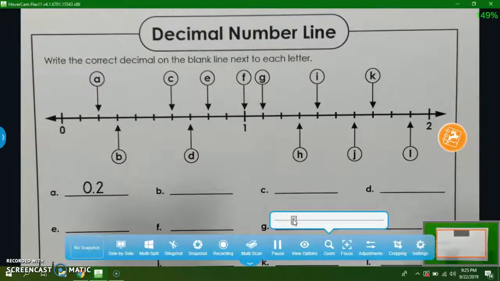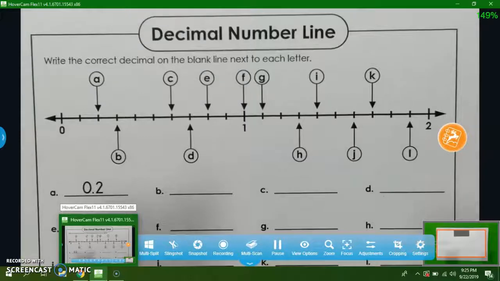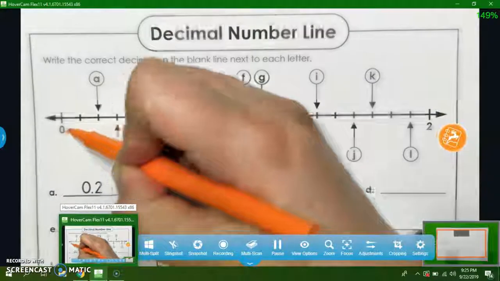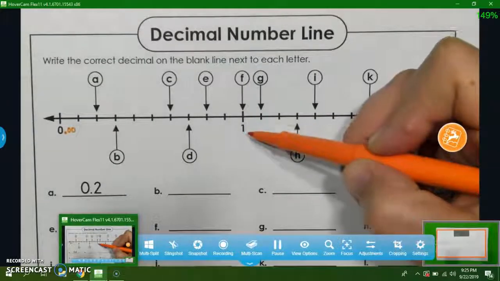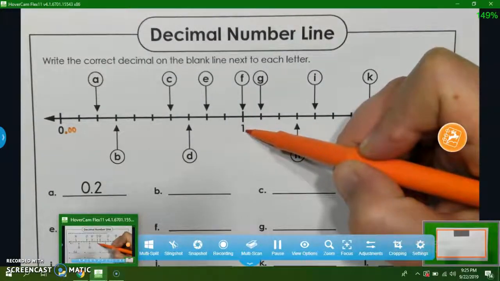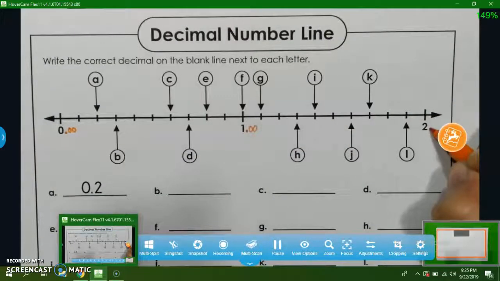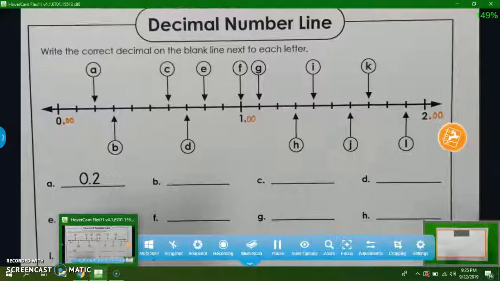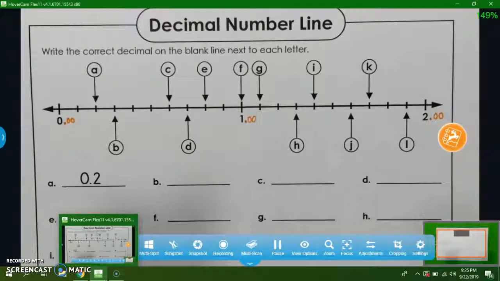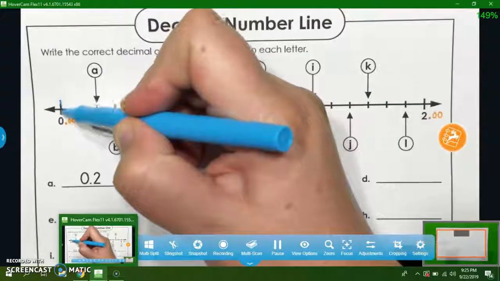So if I jump to the numbers they gave us, I have $0, 0 whole dollars and 0 cents. I always want to make everything look like money. I have one whole dollar, so 1.00. And then I have 2 whole dollars, 2.00.